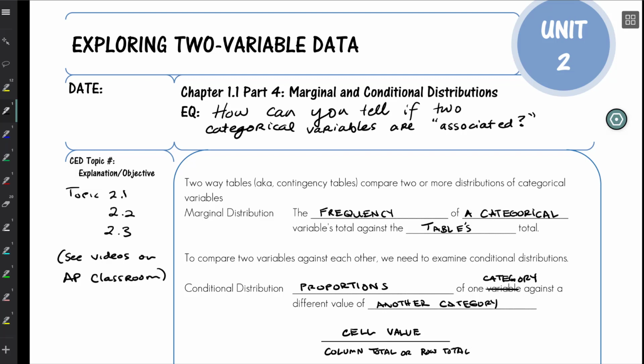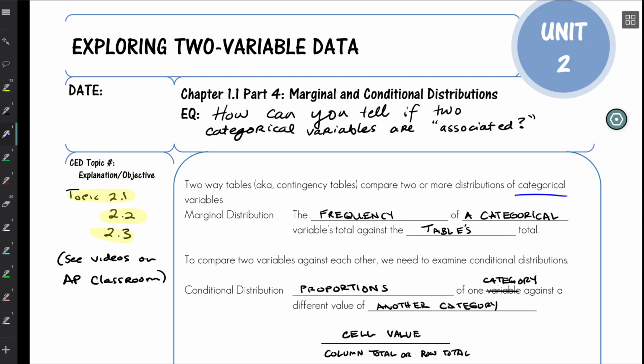Now, you can actually find this in the AP Statistics textbook website under Chapter 1.1. It's marginal and conditional distributions, but this actually goes into Unit 2 based off the AP Classroom Course Exam description. And why is that important? Because you might be interested in looking at some supplemental videos to go along with this one. In that case, you can find those as topics 2.1, 2.2, and 2.3 on AP Classroom, where you can find some other short video lectures. So let's get to it and start talking about some stuff today.